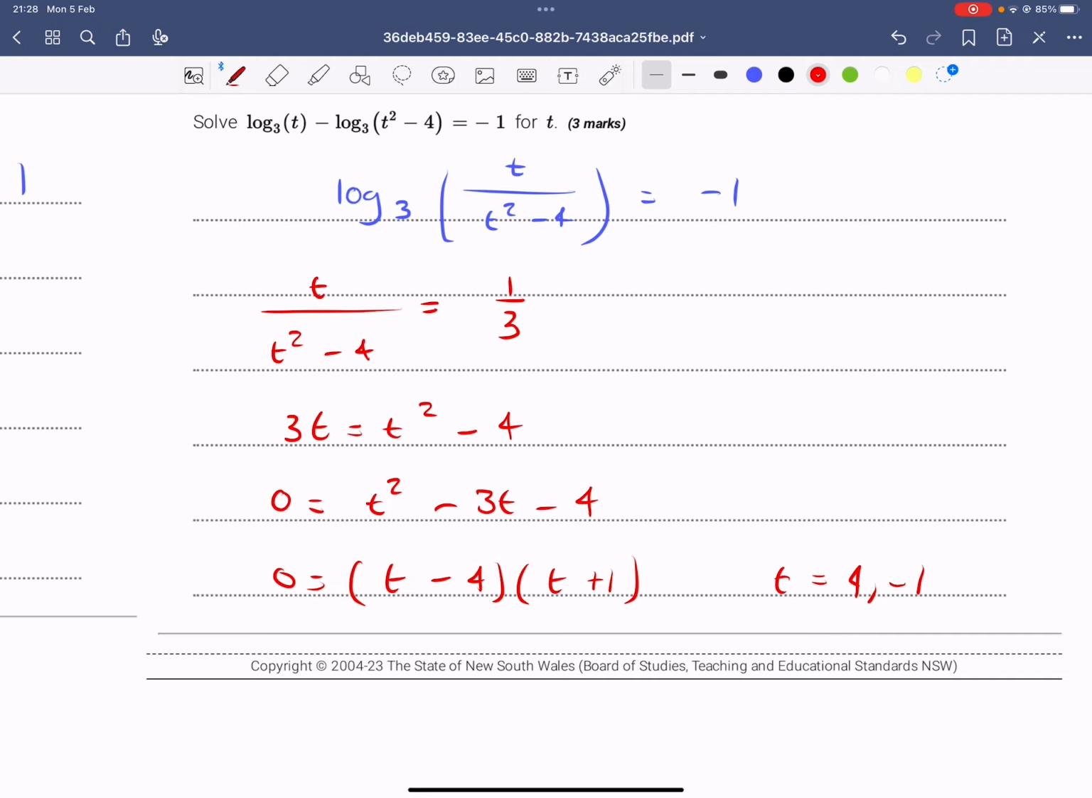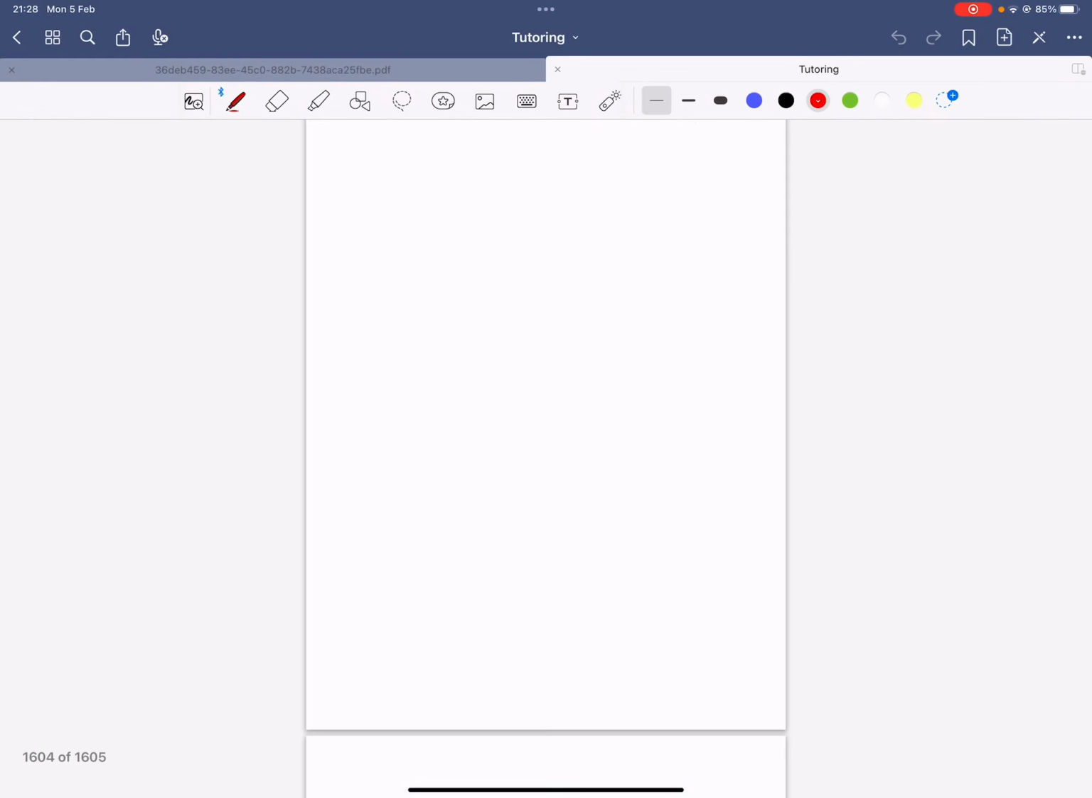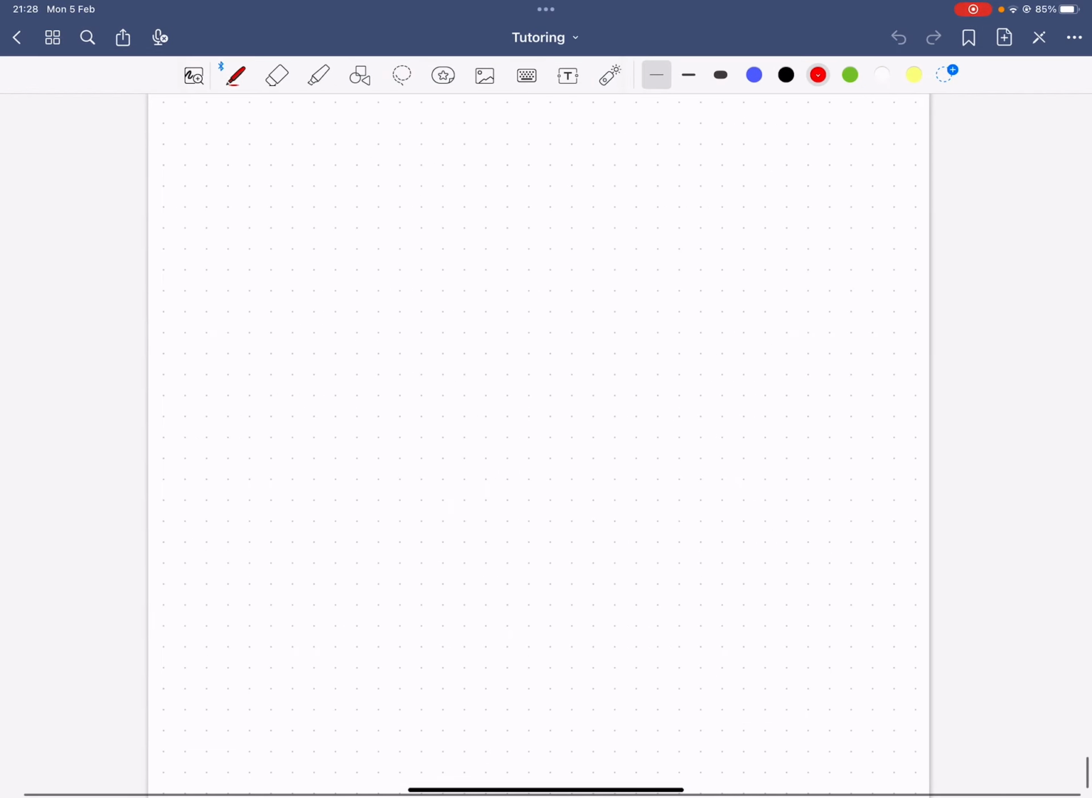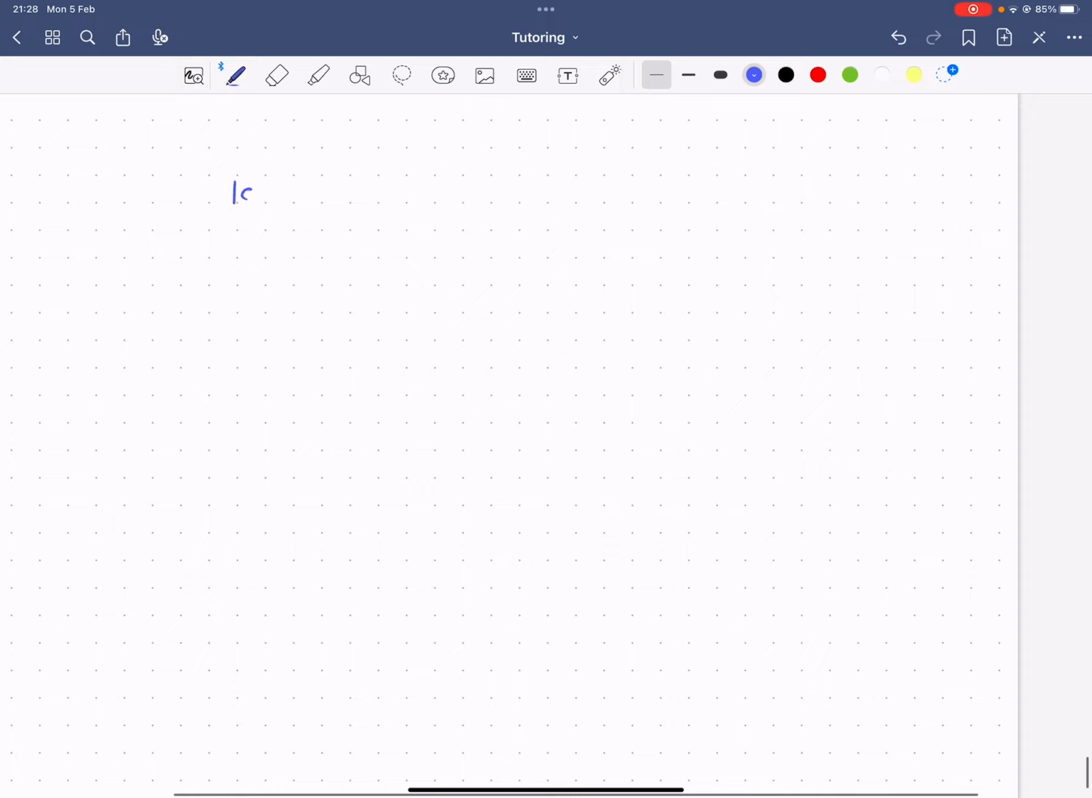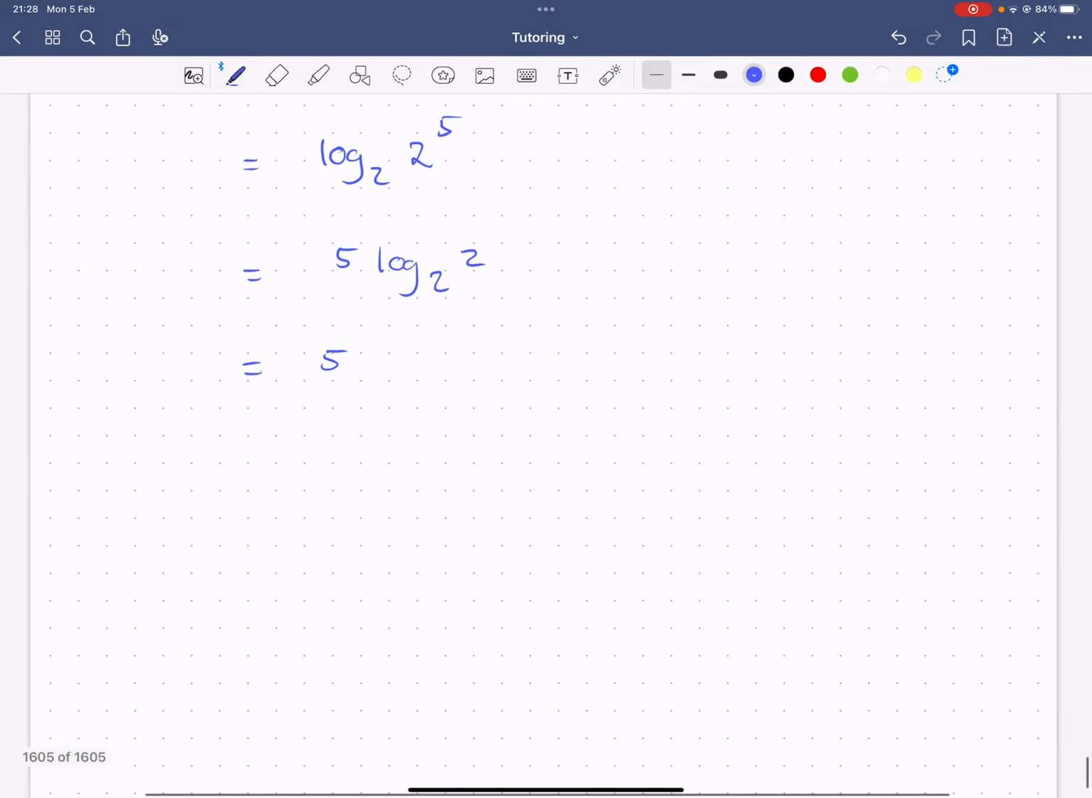Okay, I do actually have a few more and we might want to go through. Let's have a go at evaluating some of these. So let's evaluate log base 2 of 32. Well, log base 2 of 32, 32 is 2 to the power of 5. So log base 2 of 2 to the power of 5. We bring down the power, it's 5 log base 2 of 2. We know that log base 2 of 2 is 1. So the answer is 5.